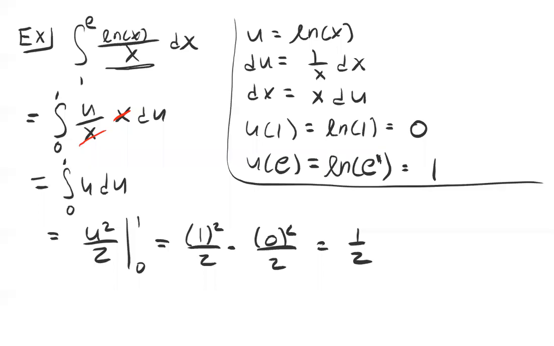Okay, so those are all the examples I have for u substitution. The last section of this is a section on symmetry.